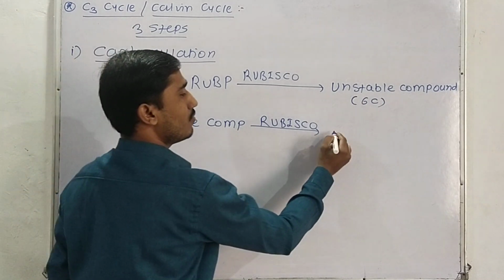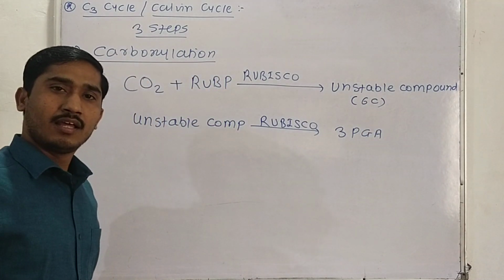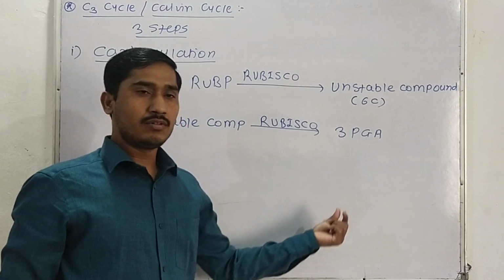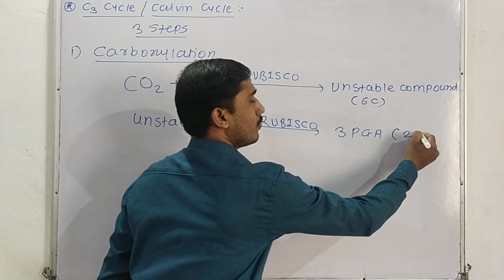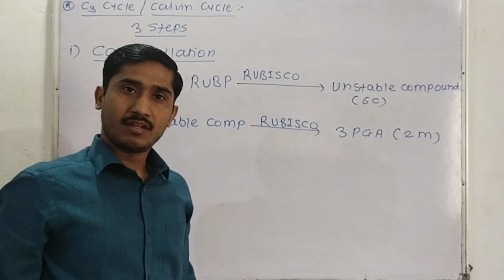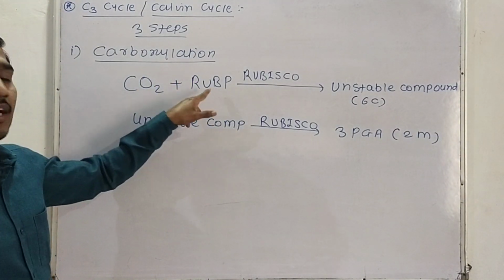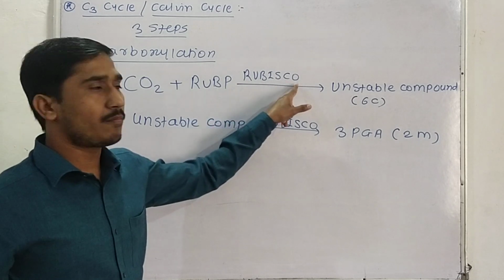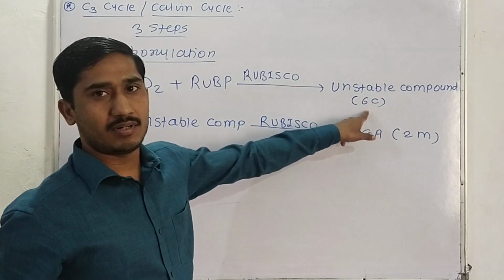This unstable compound is converted into 3-PGA, that is the 3-carbon compound phosphoglycerate. And how many molecules of this phosphoglycerate are produced? 2 molecules. Okay, and this step is called carboxylation. CO2 reacts with RuBP in the presence of the enzyme Rubisco. They produce an unstable compound which is a 6-carbon compound.